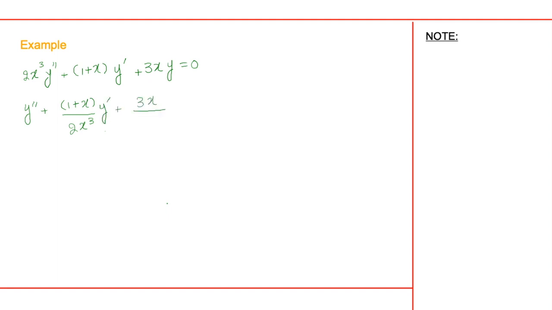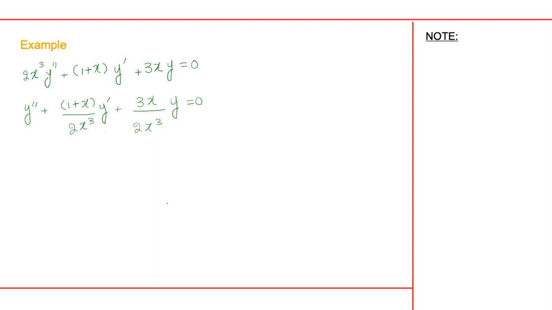Example, let us consider a second order differential equation, that is 2x cube y double prime plus 1 plus x y prime plus 3x y is equal to 0. We can write this equation again in standard form, y double prime plus (1 plus x) divided by 2x cube y prime plus 3x by 2x cube y is equal to 0.